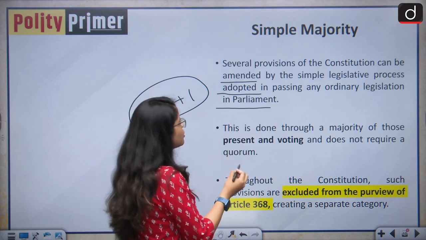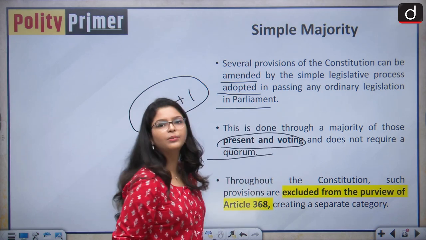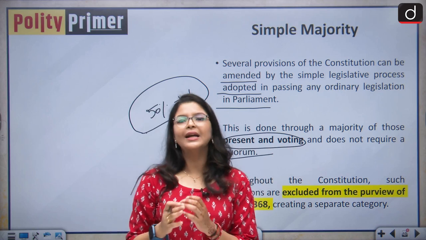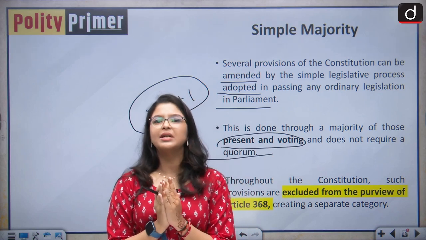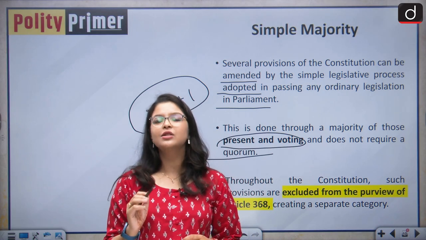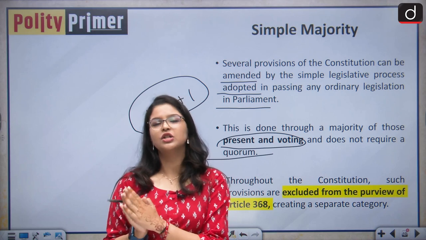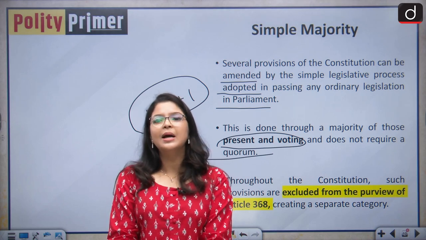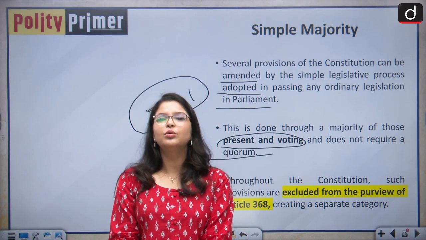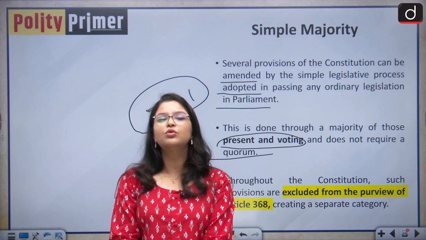This is done through a majority of those present and voting and does not require quorum. So this is very important: this simple majority is counted only on those members who are present and voting. And this does not count the quorum, that is the mandatory quorum required for the functioning of the house. This is not counted in this case. So for example, this also does not take into account the vacation of seats and the members who are absent.